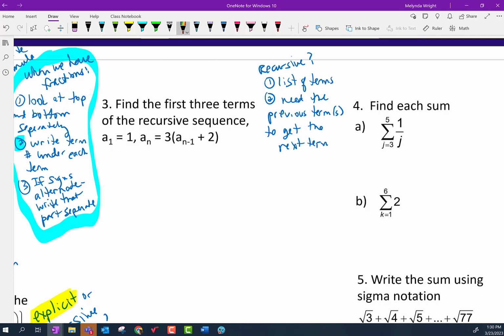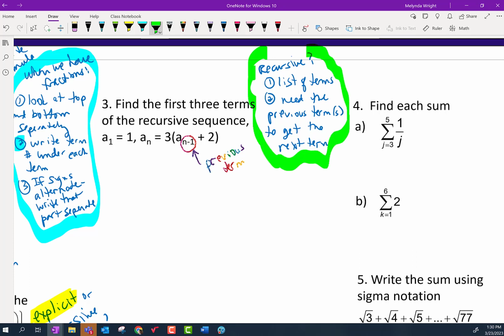This right here, we need to understand what this means. This means previous term. If I'm looking for the fifth term, I need to have the fourth term, the n-1 term. That's how I know that it's recursive. So now let's use this recursive formula and come up with the first three terms. Well, they gave us the first term already. They had no choice but to give us the first term.